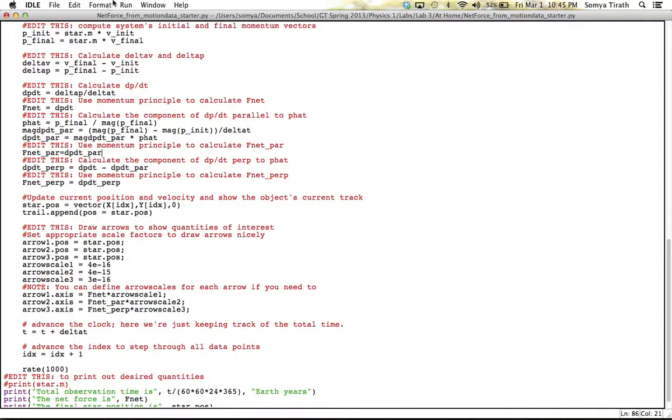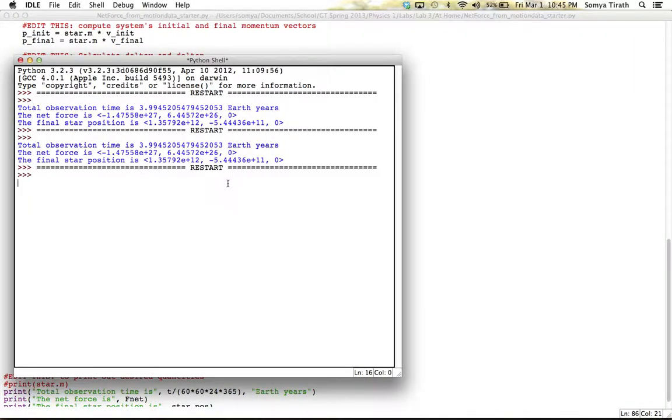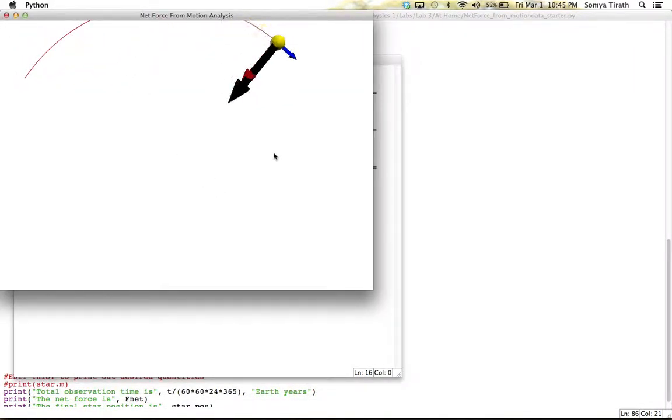These values were represented on the motion tracker by the following arrows. The black arrow is equal to Fnet, the blue arrow is equal to Fnet parallel, while the red arrow is equal to Fnet perpendicular. Fnet and Fnet perpendicular point in the same direction, towards the center of the circle. Fnet parallel points in the direction of the motion when the object is speeding up, and in the opposite direction when the object is slowing down.